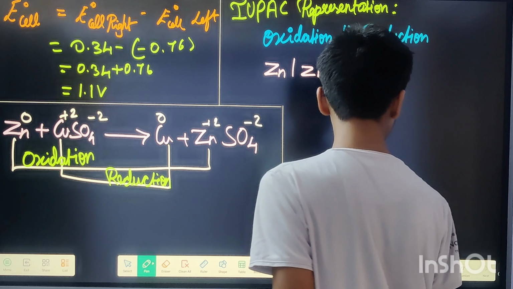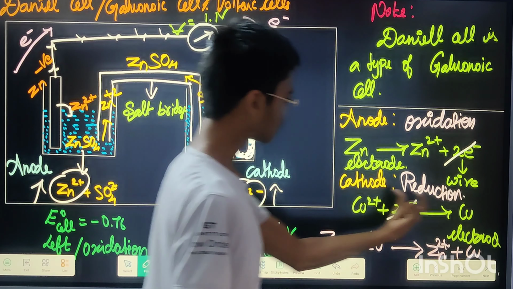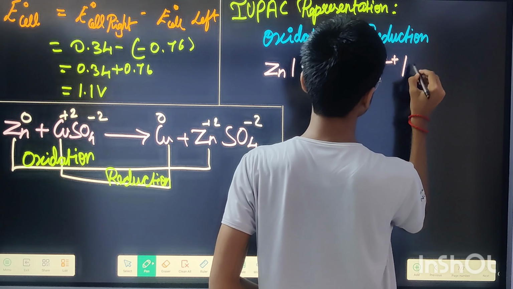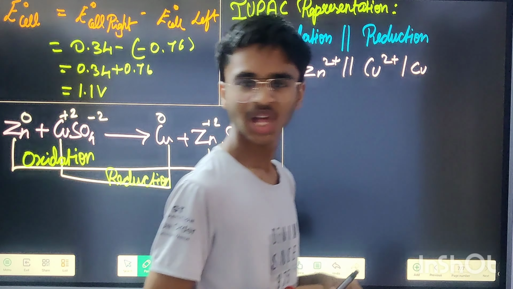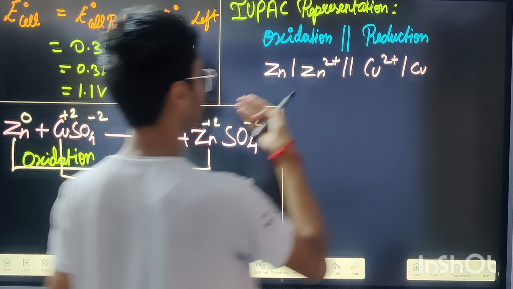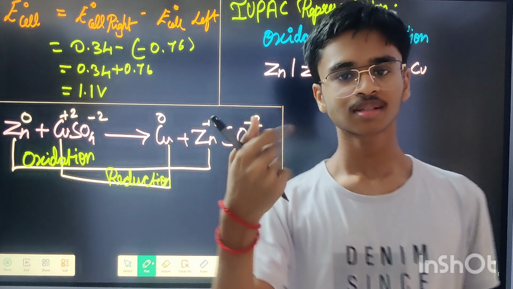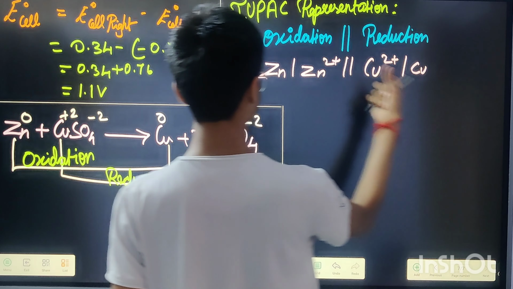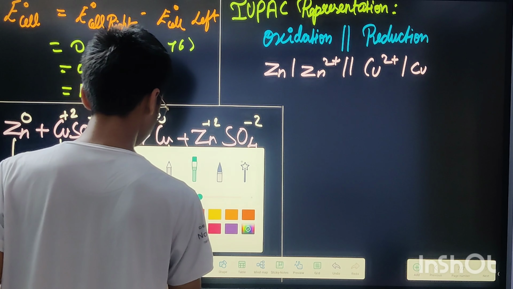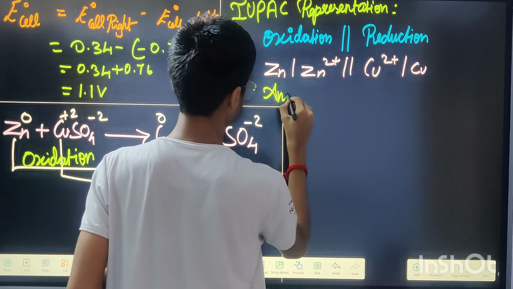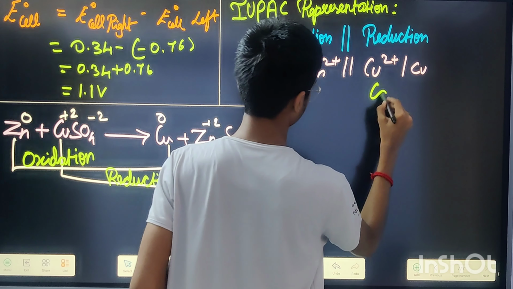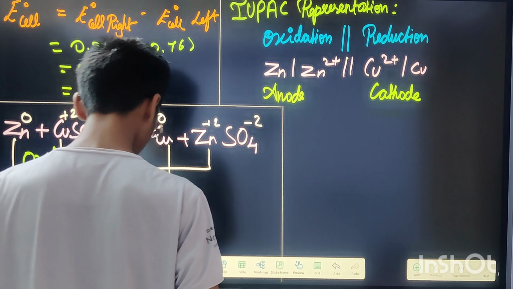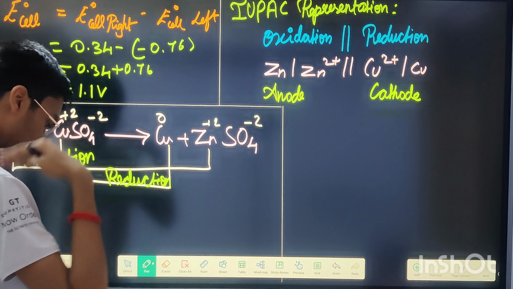Copper 2+ is converted into copper. Cu2+ is converted into Cu. So Zn | Zn2+ || Cu2+ | Cu. This is what is happening here. This is oxidation; here it is reduction. That means this is the anode, and this is the cathode. It is the same for other reactions also.